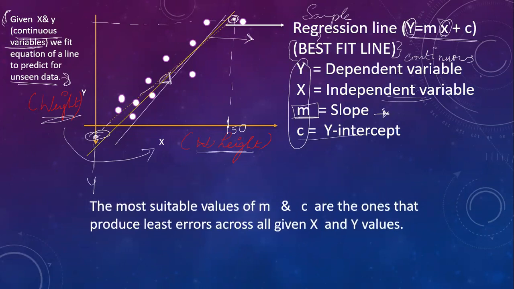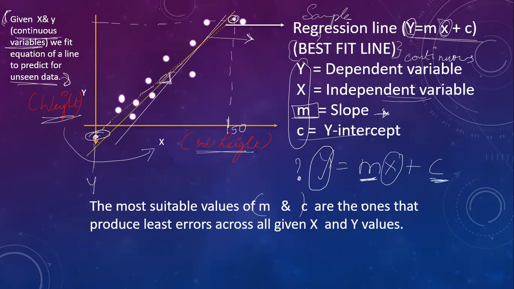Next thing is the most suitable value of m and c. If you see this equation, y = mx + c, x is the feature that will be given, and y is what we are going to predict. So y is the answer. So how do we get these two values, m and c?